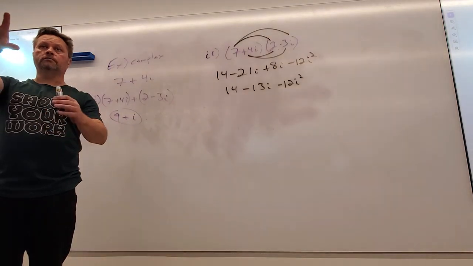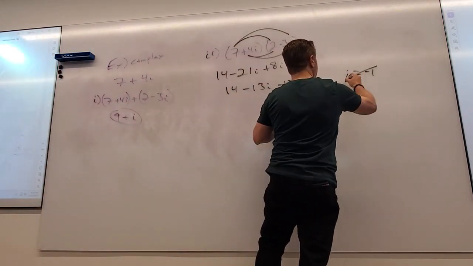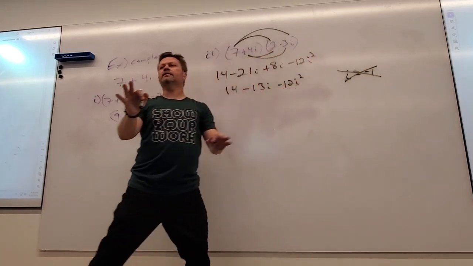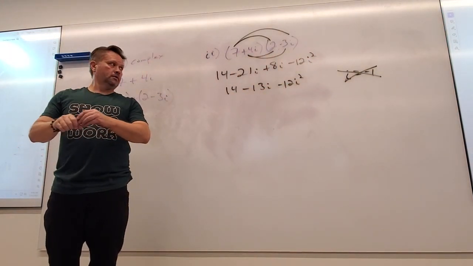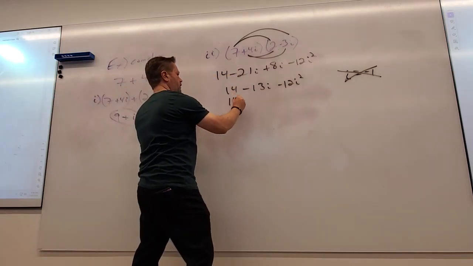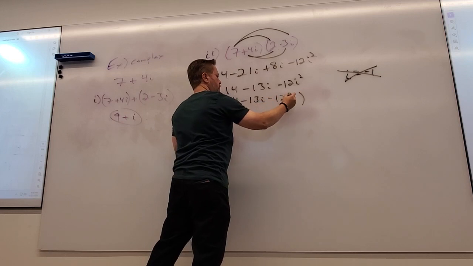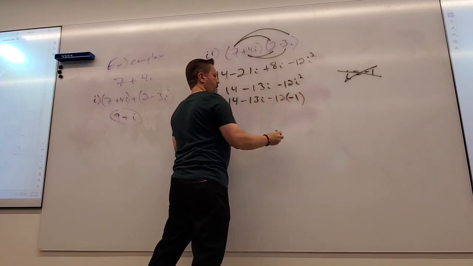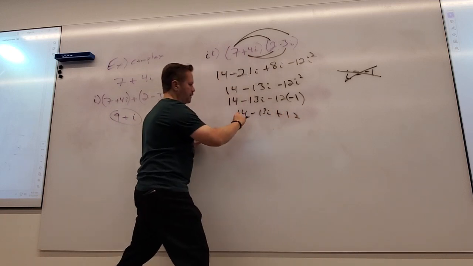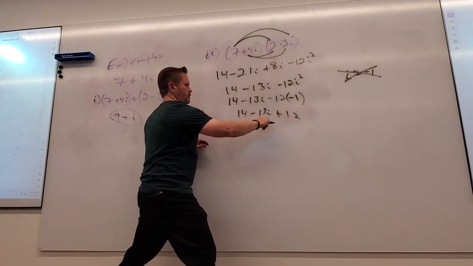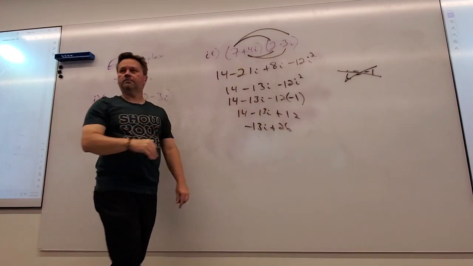Yeah, what's i squared? Negative 1. Now, I'll get people that suddenly start replacing i with negative 1. That's not true, right? i is not negative 1. i is the square root of negative 1. So here it would be 14 minus 13i minus 12 times negative 1. So you get 14 minus 13i plus 12. So then you get negative 13i plus 26.